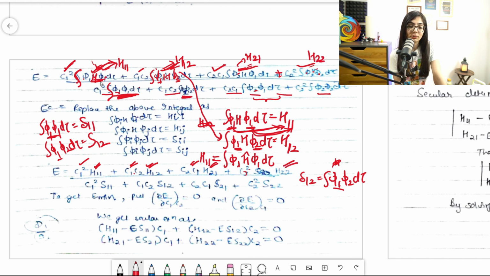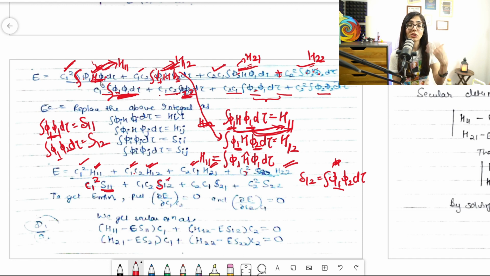Clear? So now let's come down to the denominator part. So it is C1 square, okay, it is C1 square. This phi 1 phi 1 means this is S11. And this C1 C2, this phi 2 phi 2 would be C1 C2 and S12, because this is 1 2. So I will write S12.